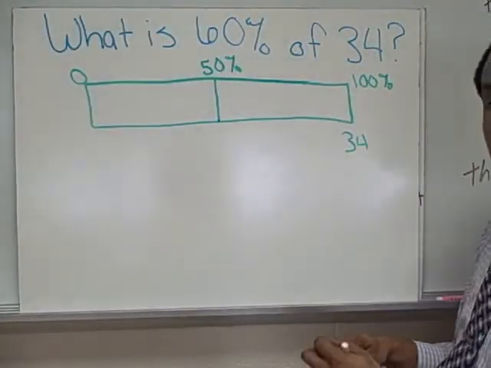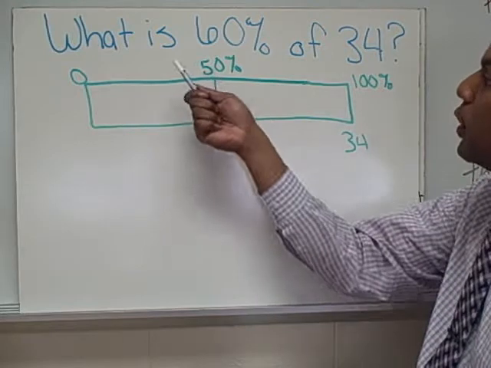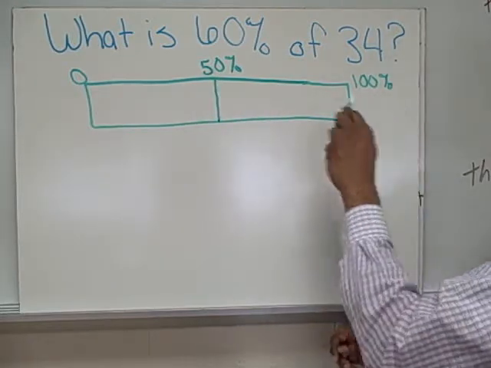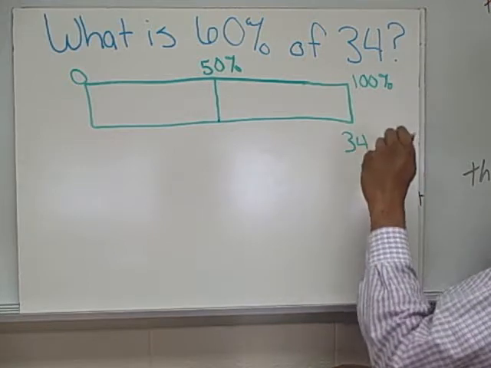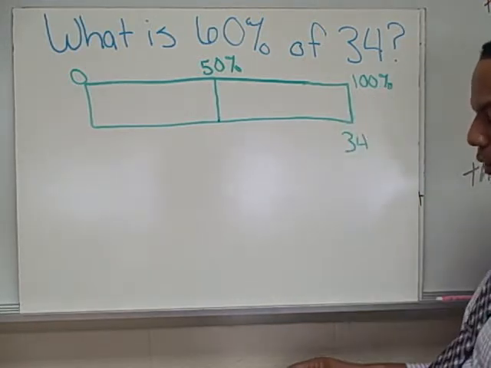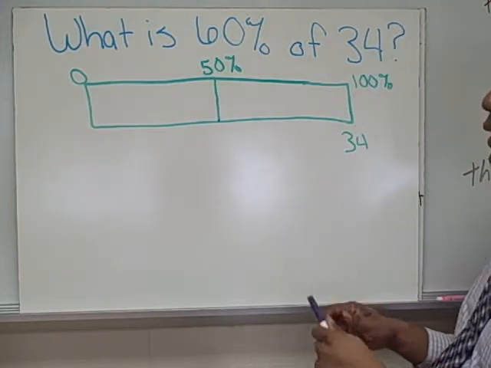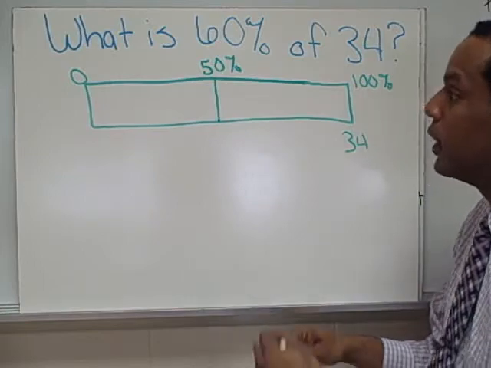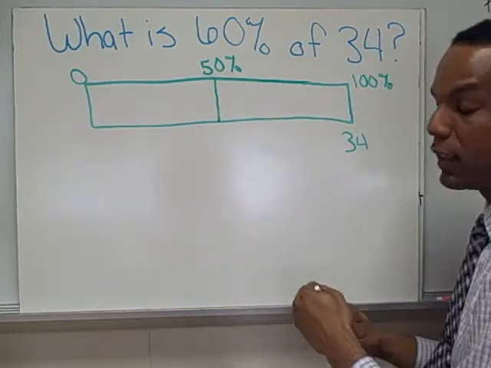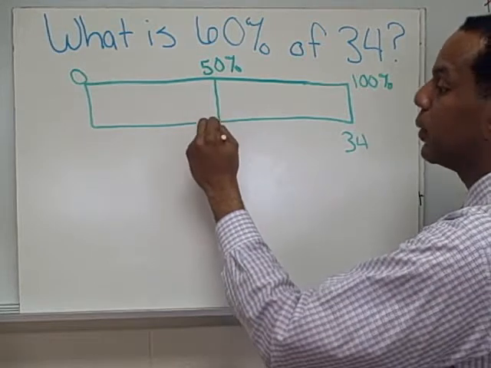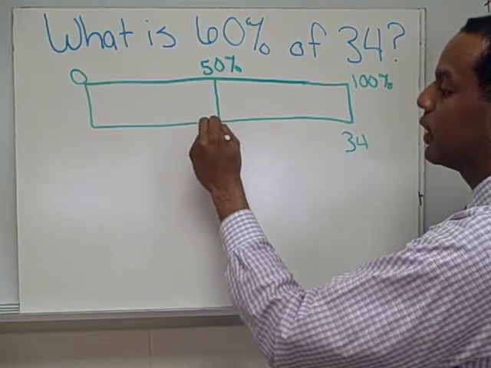Now, we're going to use a percent bar to show what is 60% of 34. So, I draw my percent bar, and 34 is my 100%. Since I'm trying to find what 60% is, I'll figure out what 50% is. I would just divide 34 by 2, and that would give me 17.